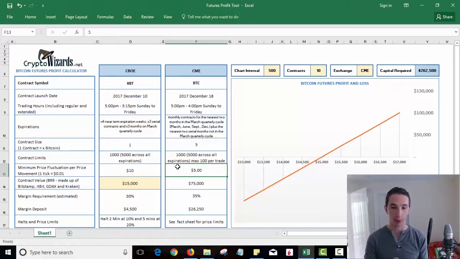Actually, you make more, because you make five times as much, sorry, $25, because there are five Bitcoin in one contract, just to remind you. But essentially, if it goes up $4, you don't make anything. If it goes up $5, then you make profit. Or if it goes down $5, you lose money, depending on whether you bought or shorted.